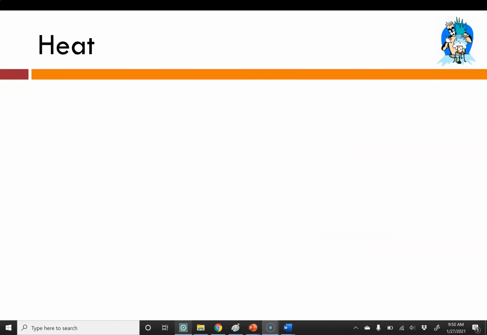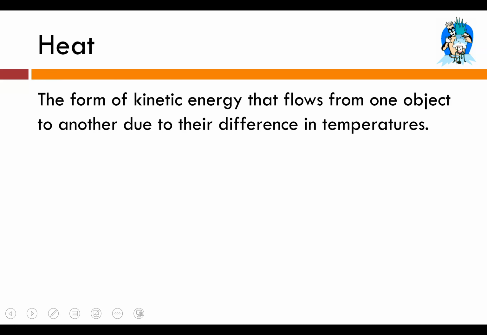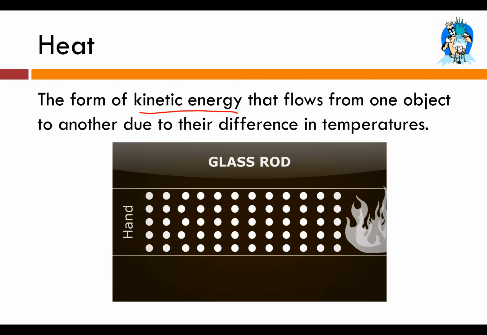So let's talk a little bit more about heat. When we're talking about heat, we're talking about the form of kinetic energy that flows from one object to another due to differences in temperature. Kinetic energy is the energy of motion or movement. So heat is the flow of this energy, and that can be kind of tough to visualize. So I want to show you another quick video.